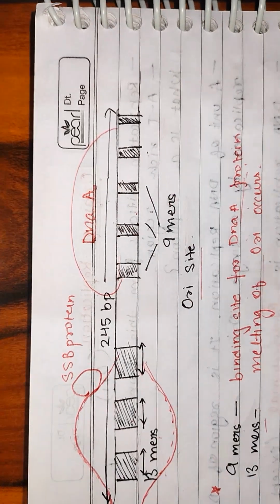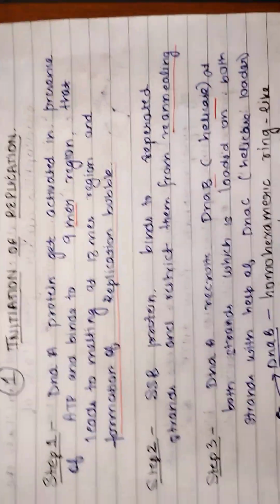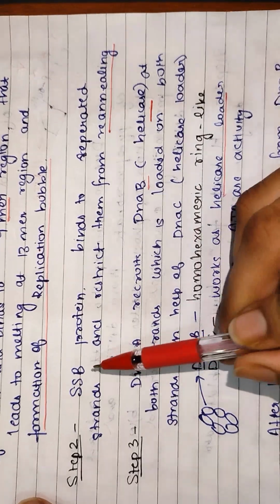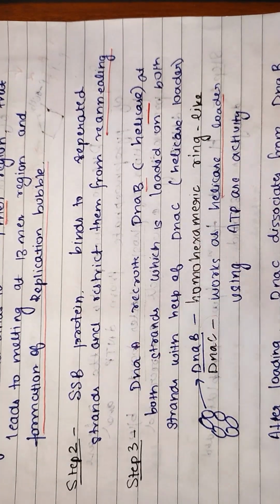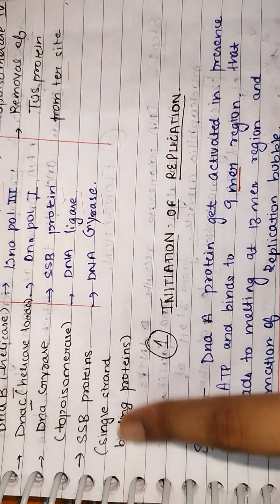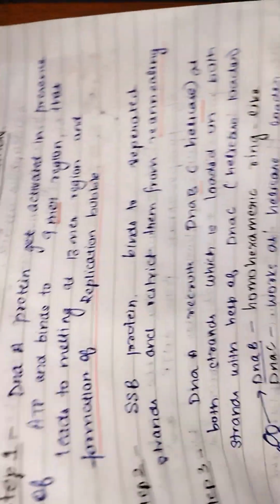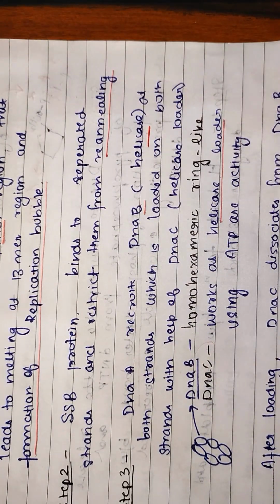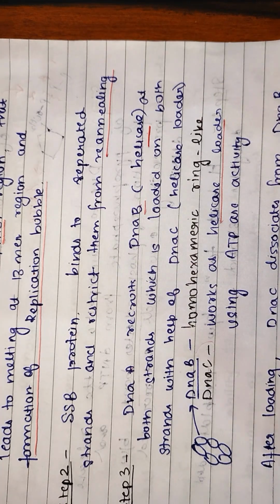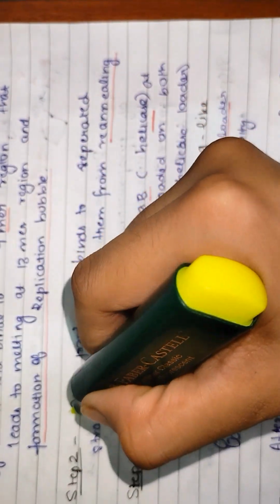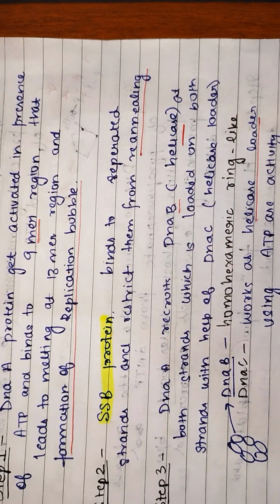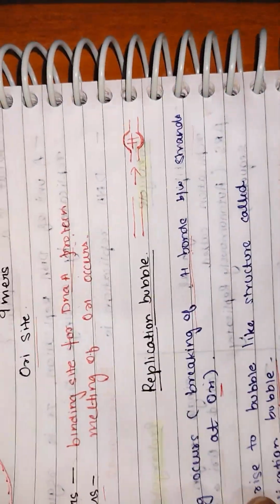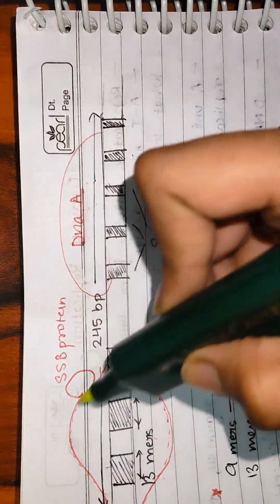So this is the first step, that is, the formation of the replication bubble by DnaA protein. After the formation of the replication bubble, the second step is binding of the SSB proteins. SSB proteins are single strand binding proteins. The function of SSB proteins is that they will bind to the separated DNA strands and restrict them from re-annealing to each other. So these SSB proteins bind to the separated strands.